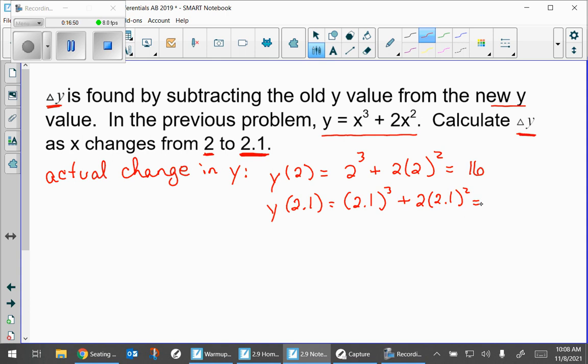Nolan, you got something? Cool. So how big is delta y? How much is the actual change that occurs? Well, what is the old number subtracted from the new number?